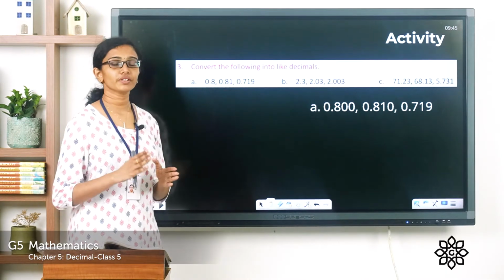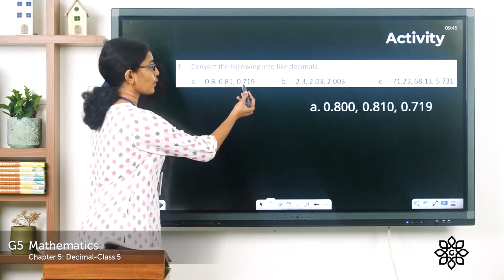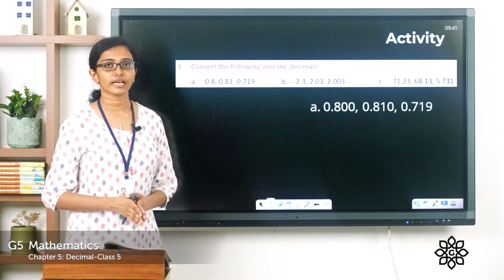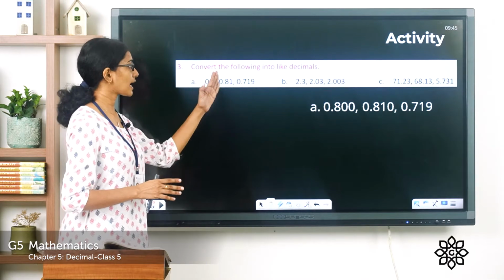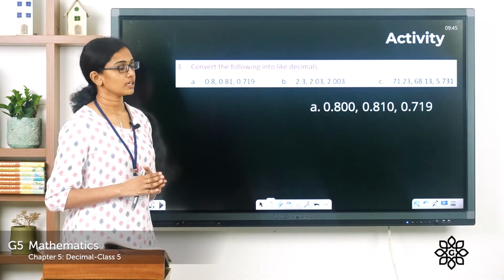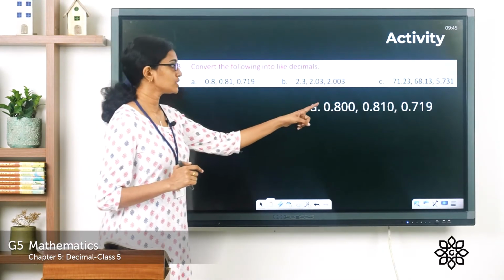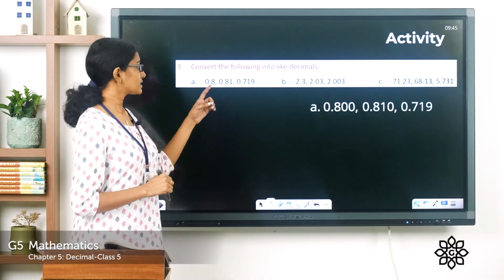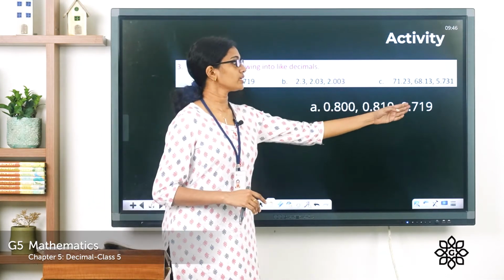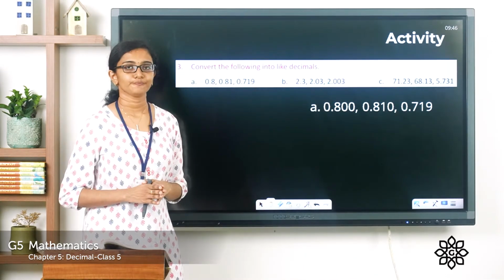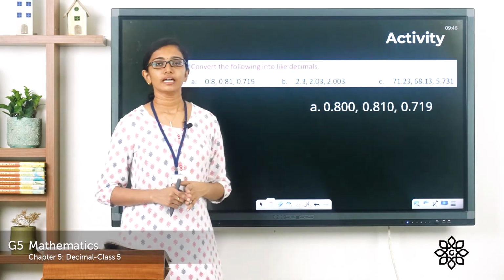So the maximum number of digits after the decimal point in the given set of numbers is how much? 3. See, 0.719 has 3 digits after the decimal point. So let's make the number of digits after the decimal point in the first and second number also 3 by adding zeros to the extreme right. So 0.8 becomes 0.800 and 0.81 becomes 0.810 and 0.719 as it is. So now all the decimal numbers have the same number of digits after the decimal point.